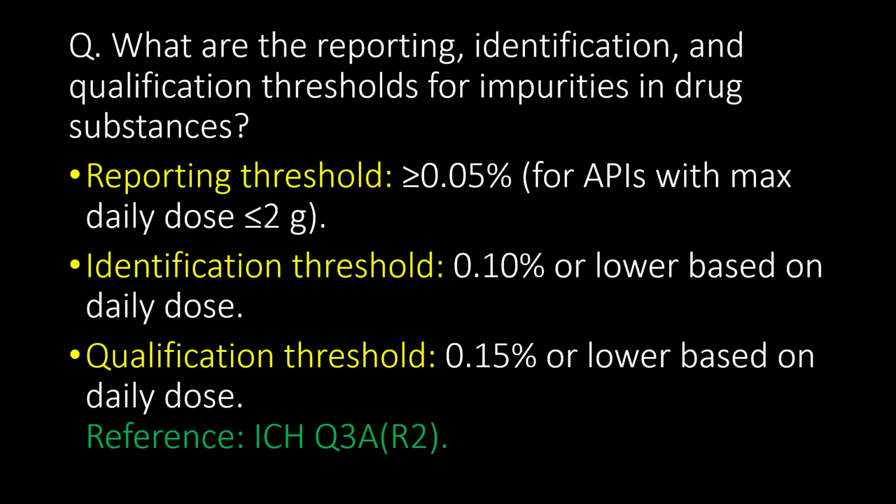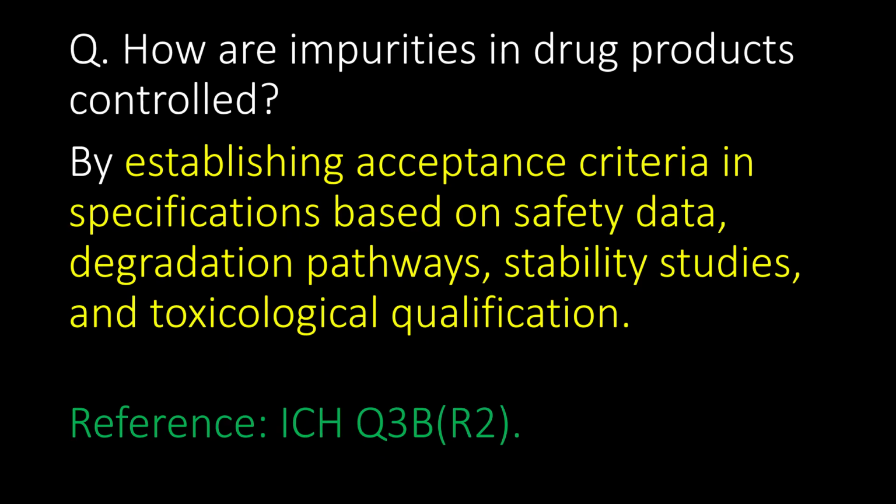What are the reporting, identification, and qualification thresholds for impurities in drug substances? Reporting threshold: greater than or equal to 0.05% for APIs with a maximum daily dose of less than or equal to 2 gram. Identification threshold: 0.10% or lower based on daily dose, whereas qualification threshold: 0.15% or lower based on daily dose. Reference ICH Q3A R2.